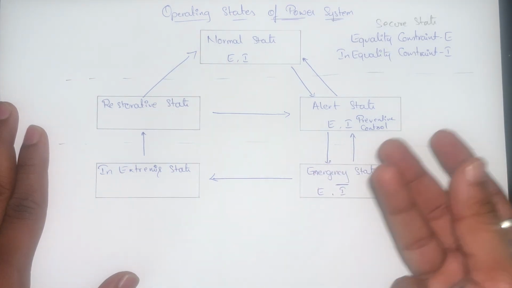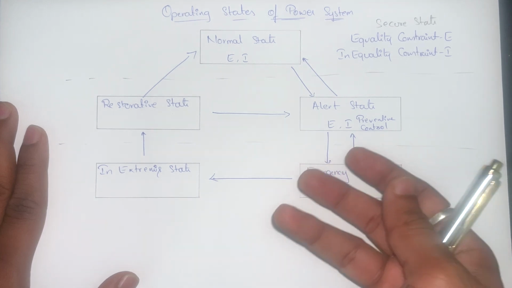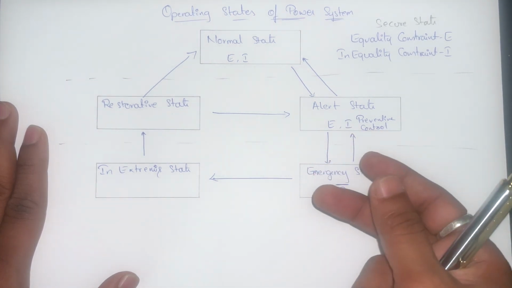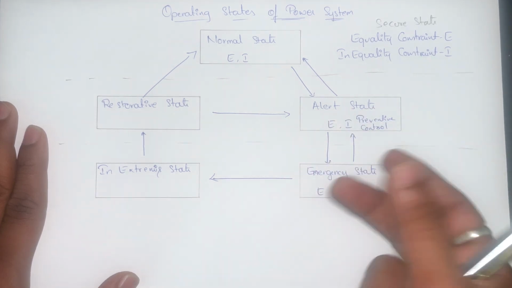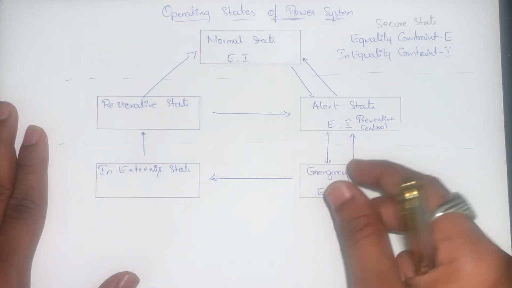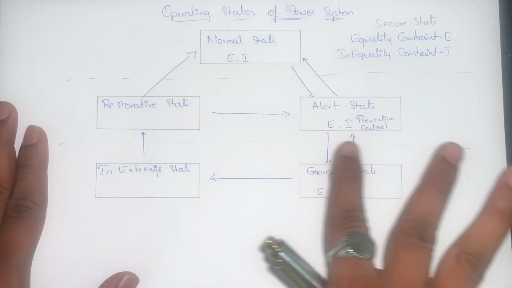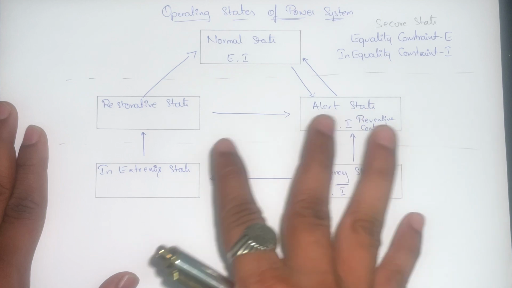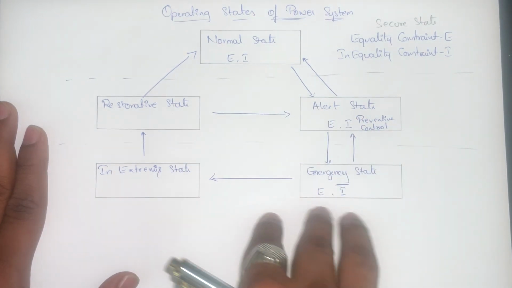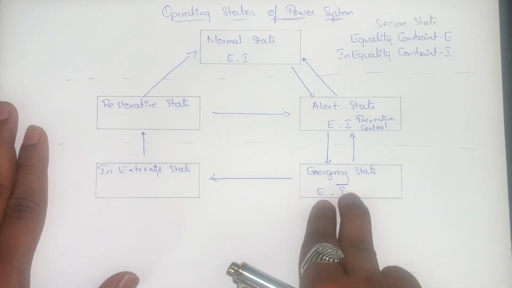And these measures, we can also call them emergency control measures, are being taken, where direct or indirect load shedding happens, or the generators are shut down, or capacitor bank and reactor switchings take place, or the network splitting happens in this emergency state.